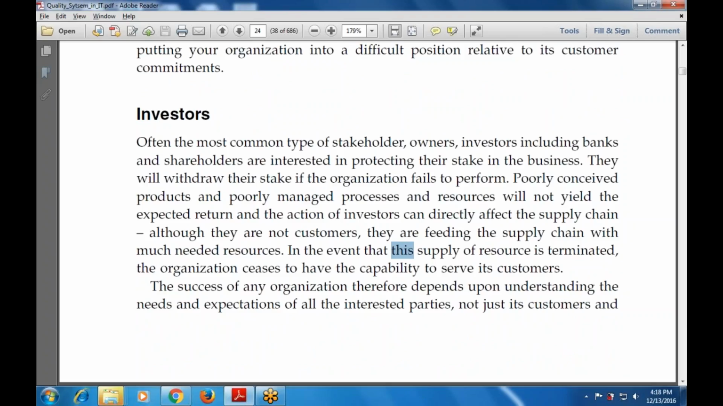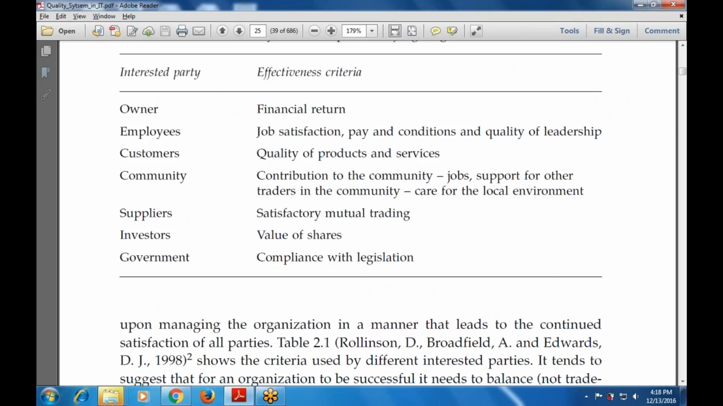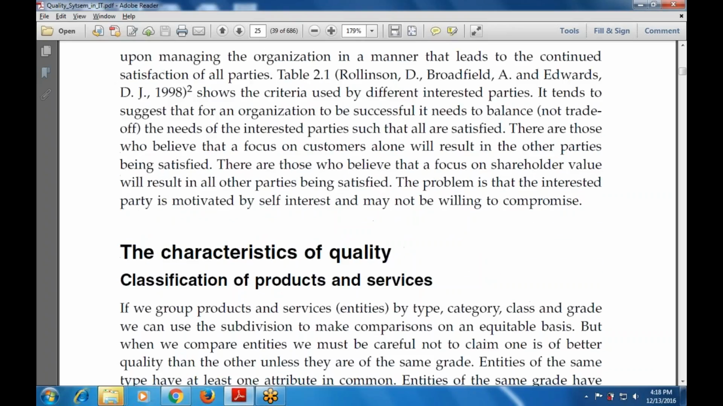The success of any organization therefore depends on the needs and expectations of the customer, and also of the interested parties, not just the customer and the owner. Now these are the interested parties and their effectiveness criteria: the owner, financial return; employee, job satisfaction, pay and conditions; customer, quality of the product and services; community, contribution to the community; supplier, mutual trading; then value of the share, and compliance with legislation.